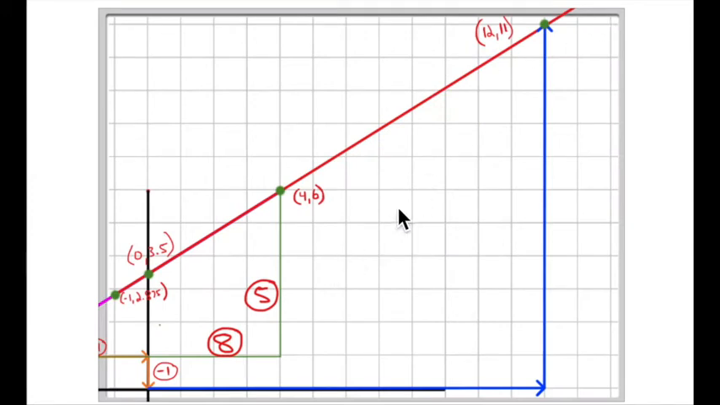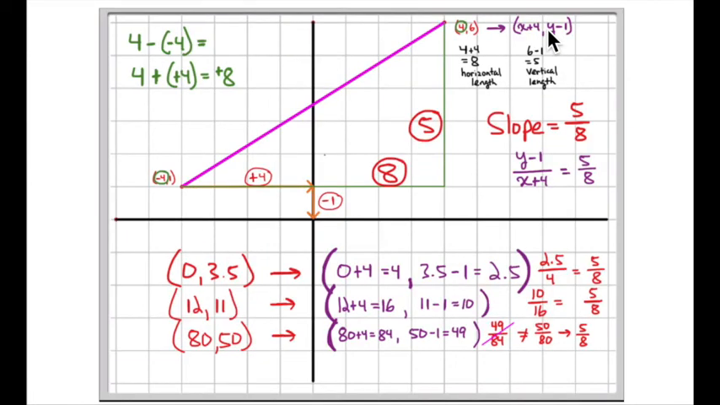So I expanded this graph. I just moved everything down and just extended this line out, extended the axes out. So if you count out 12 units and count up 11 units, it lands right on the line, right there.